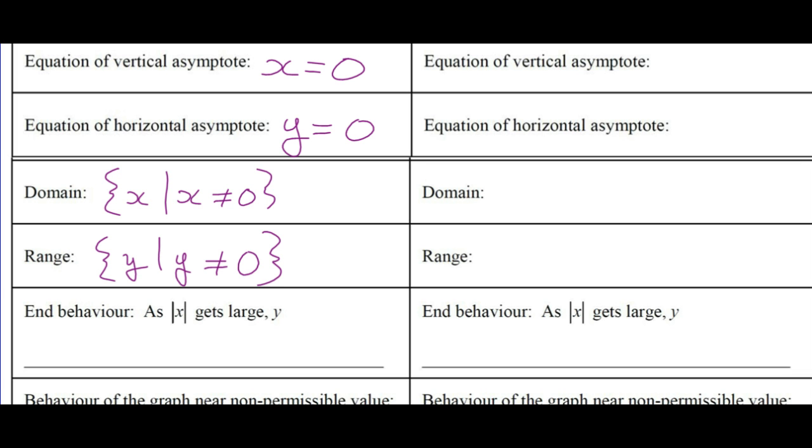What's below that? The end behavior. As the absolute value of x gets large, so that's as x gets to be positive and really large, then what happens to y? Y shrinks, it approaches 0. And by absolute value, we handle that whether it's a large positive x or a large negative x. As the value of x gets bigger, whether positive or negative, y approaches 0.